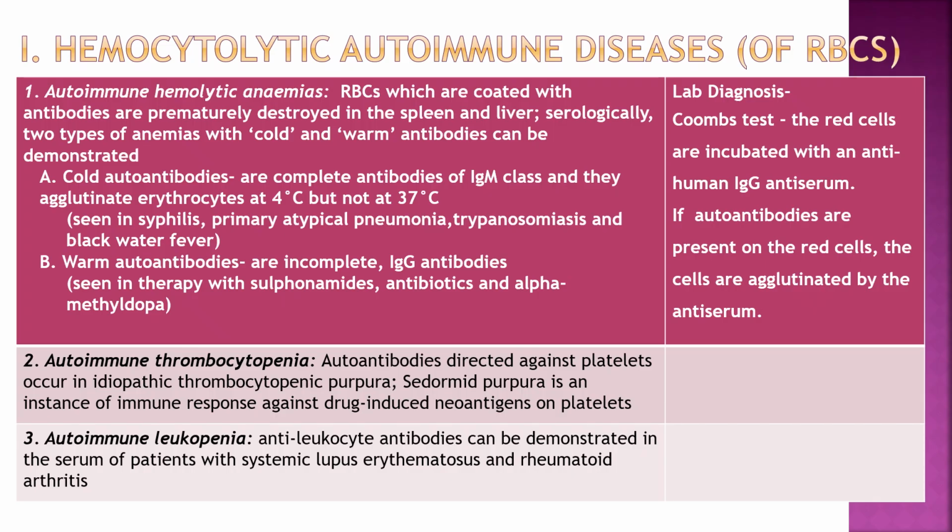Lab diagnosis: Coombs test. The red cells are incubated with anti-human immunoglobulin antiserum. If autoantibodies are present on red cells, the cells are agglutinated by the antiserum. Second, autoimmune thrombocytopenia. Autoantibodies directed against platelets occur in idiopathic thrombocytopenic purpura. Sedormid purpura is an instance of immune response against drug-induced neoantigens on platelets. Third, autoimmune leukopenia. Anti-leukocyte antibodies can be demonstrated in the serum of patients with SLE and rheumatoid arthritis.